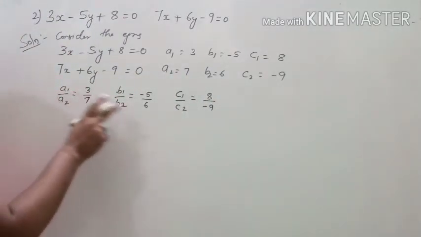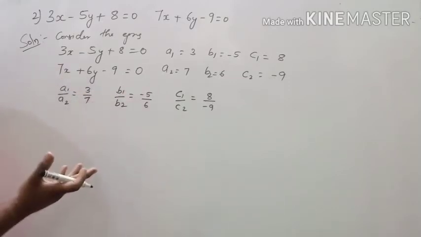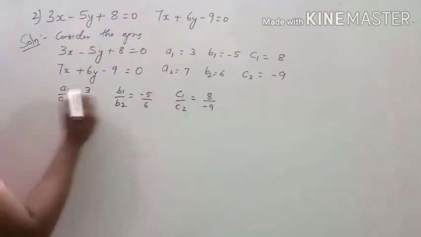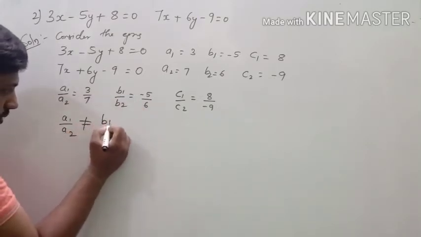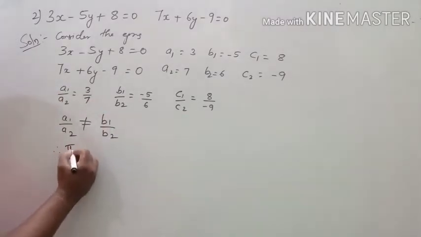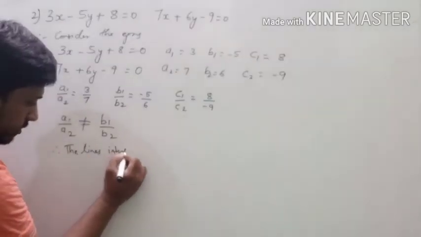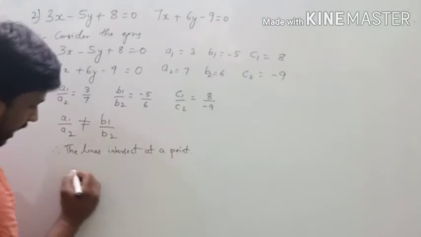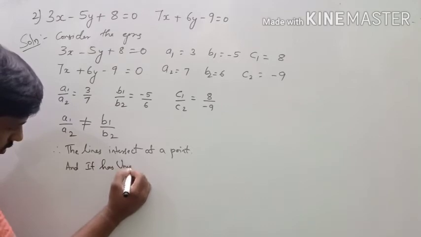So if these three, that is A1 by A2, B1 by B2, C1 by C2, are of different values, no need to worry here. In the first case itself, we can tell that A1 by A2 is not equal to B1 by B2 by comparing the ratios, right? So therefore the lines intersect at a point, and it has a unique solution.